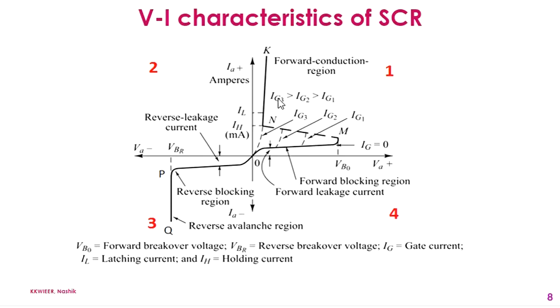So what we have seen are the VI characteristics in three regions: first the reverse blocking region, then the forward blocking region with a small amount of current, and as we go on increasing the current IG, the forward conduction region, where a high amount of current will start flowing through the circuit at low voltage. So this is about the VI characteristics.